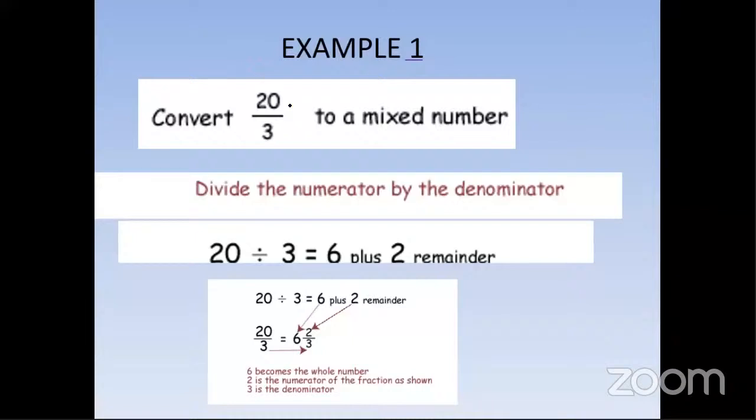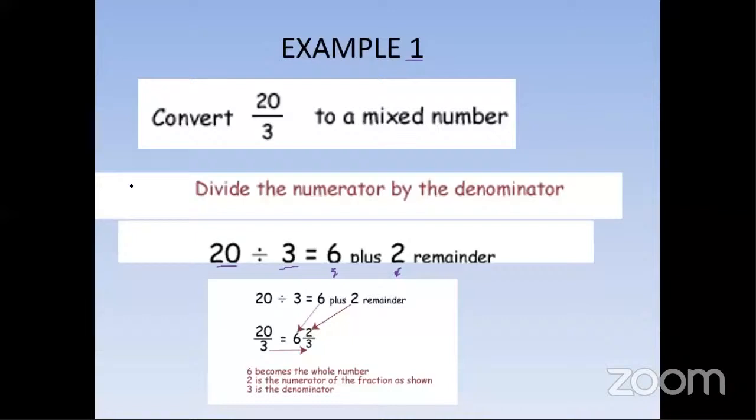So if we are to convert, for example, 20 out of 3 to a mixed fraction. Step 1, divide the numerator by the denominator. So we say 20 divided by 3. Now, when you divide 20 by 3, we shall come up with 6, and our remainder is 2.